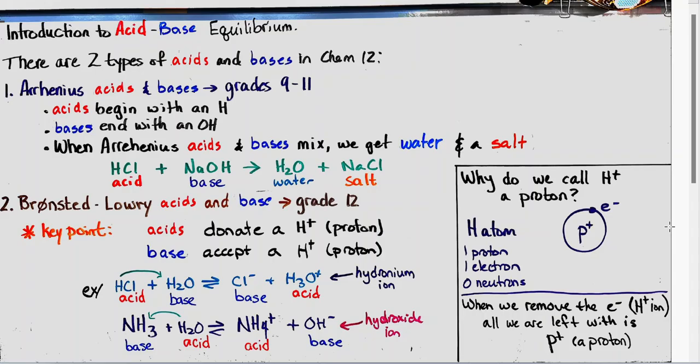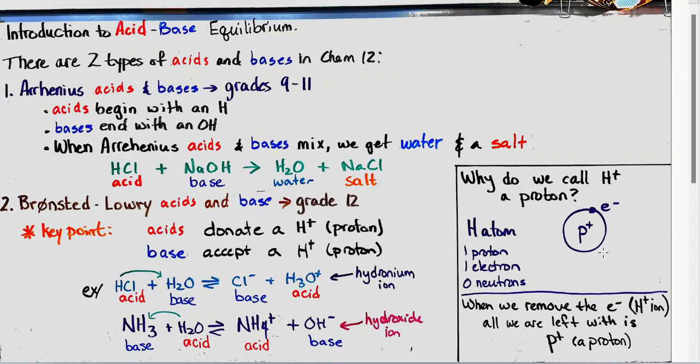In grade 12 we have a little bit more of a nuanced look at acids and bases. We use something called the Bronsted-Lowry theory. And in that theory, acids donate a hydrogen ion. A hydrogen ion is the same as a proton.